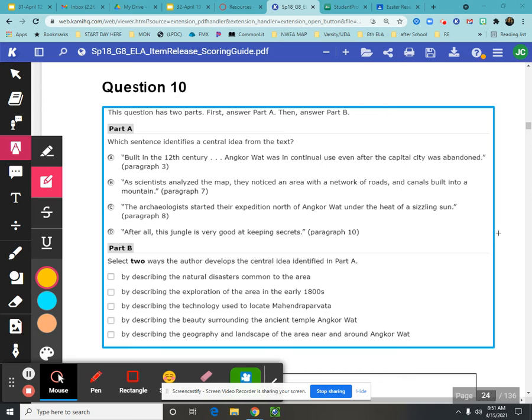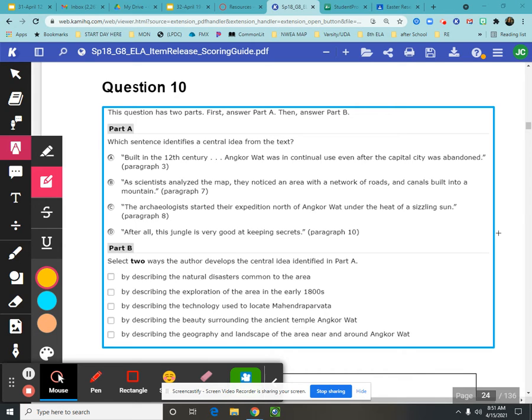So which sentence identifies a central idea, a main idea from the text? A, built in the 12th century, Angkor Wat was in continual use after the capital city was abandoned in paragraph 3.